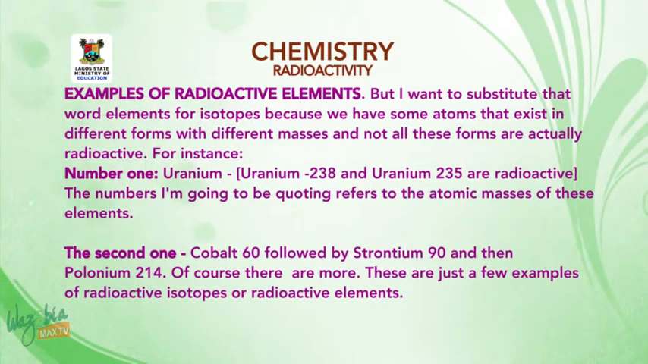But I want to substitute that word elements for isotopes, because we have some atoms that exist in different forms with different masses, and not all these forms are actually radioactive. For instance, number one, uranium. Uranium-238 and uranium-235 are radioactive. The numbers I'm going to be quoting refer to the atomic masses of these elements. The second one, cobalt-60, followed by strontium-90, and then polonium-214. Of course, there are more. These are just a few examples of radioactive isotopes or radioactive elements.